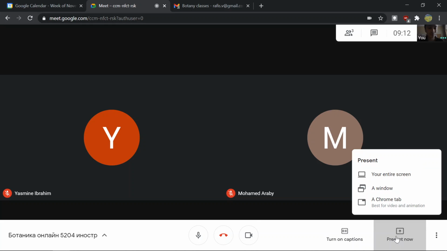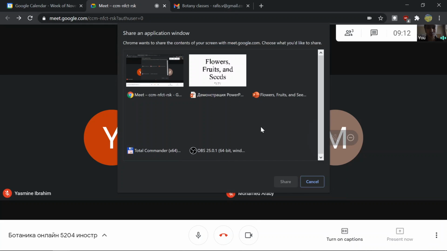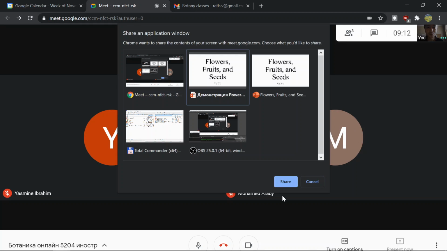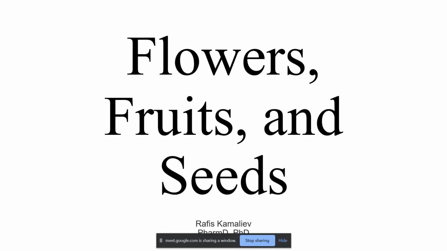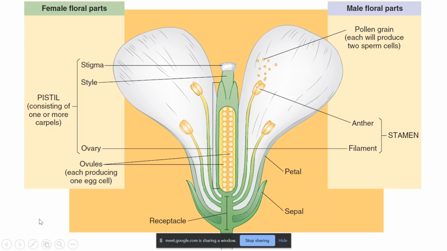So you're already familiar with the structure of the flowers, and the flowers consist of the four main parts. First is sepal, second is petal, third is stamen, and fourth is carpel. So could you please repeat the names of the parts of the flower? Sepal, petal, stamen, and carpel.